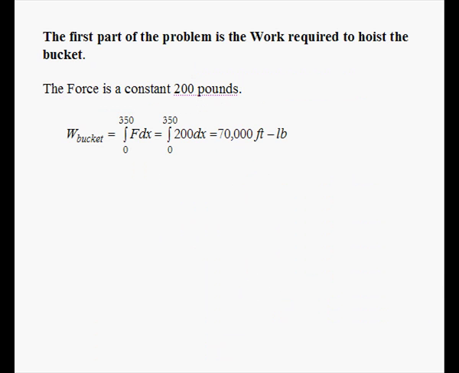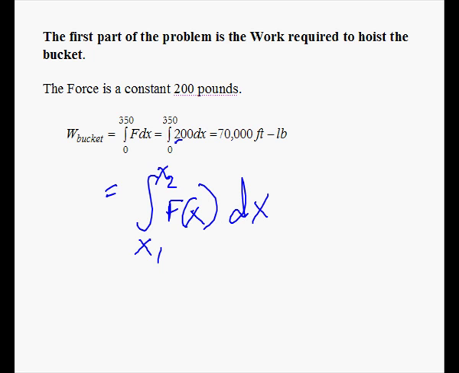To solve these problems, you break them into two parts. For the bucket that you're trying to hoist, it is a constant 200 pounds. So this becomes our typical work problem: integral from x1 to x2 of the function, force varying with x, dx. In this case, that force is a constant 200 pounds, which comes out from under the integral sign, you carry out the integration, and you get how much work it takes to haul the tar bucket by itself up.